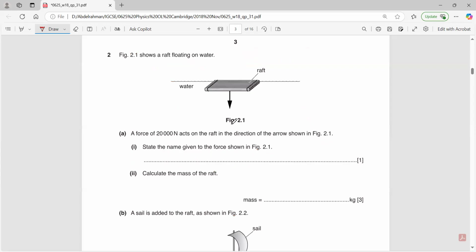Well, I have a raft floating on water. State the name given to the force shown in 2.1. Yes, downward force is weight.